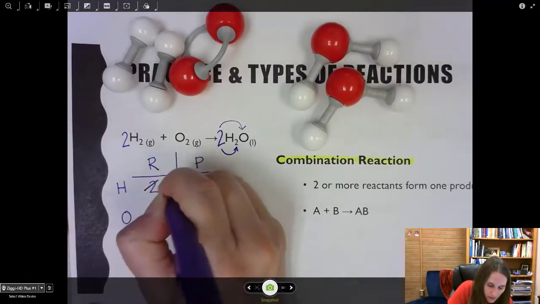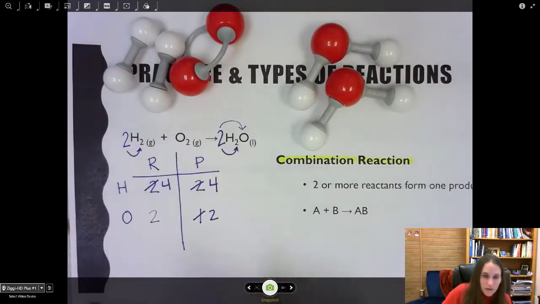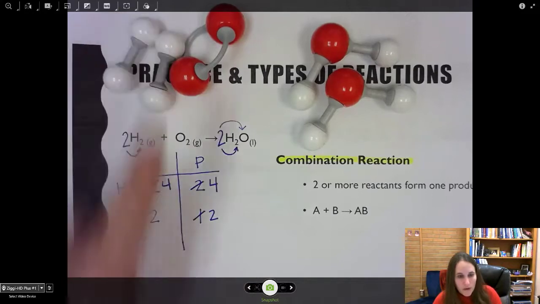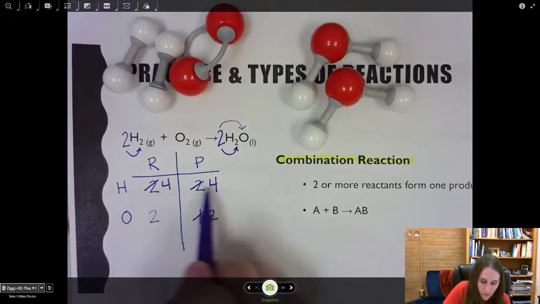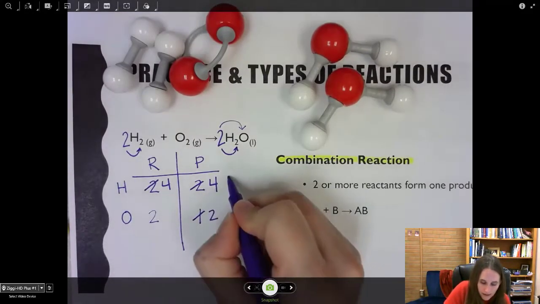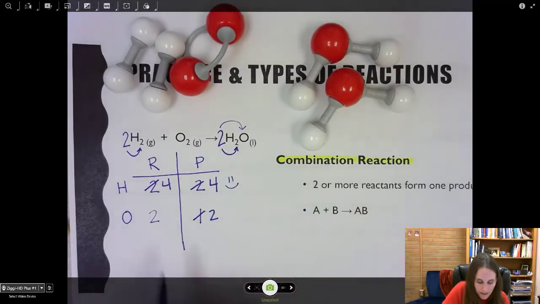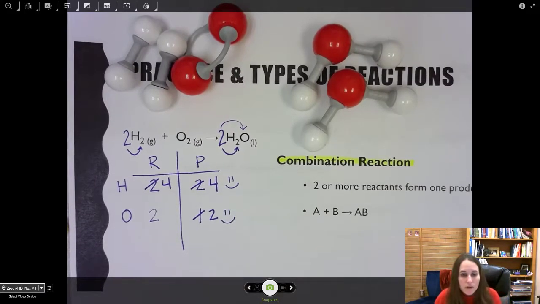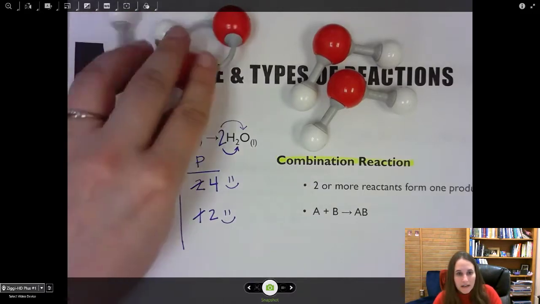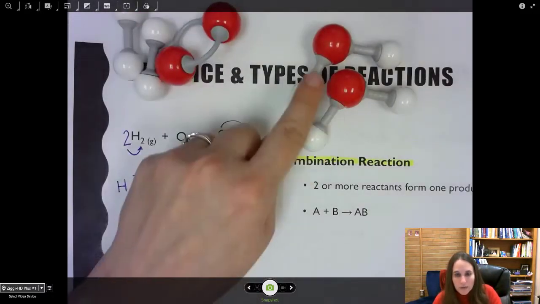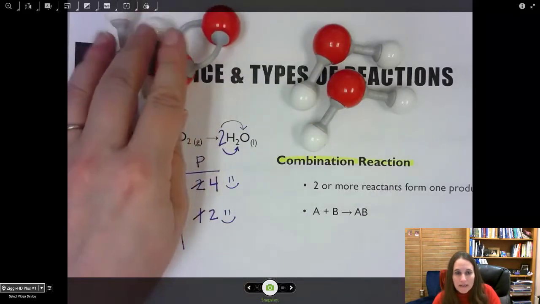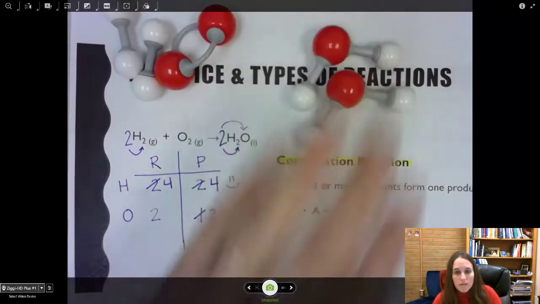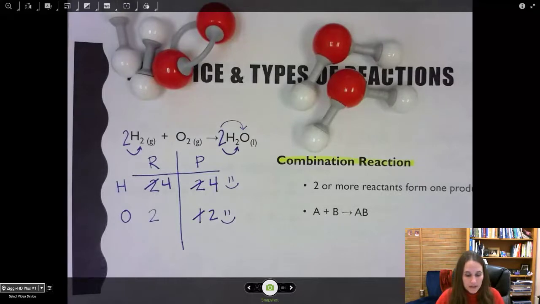And now, when I consider that I have 1, 2, 3, 4 hydrogen atoms, I have 4 on this side and 4 on that side. That's balanced. And then 2 oxygen on my reactant side and 2 on my product side, and that's balanced. And so I've used, for this particular combination reaction, where I am combining, you'll see I have multiple versions of my product, but I've combined my reactants into one product, and so it is a combination reaction.